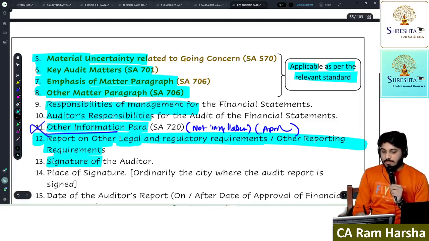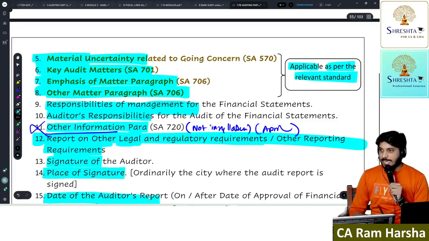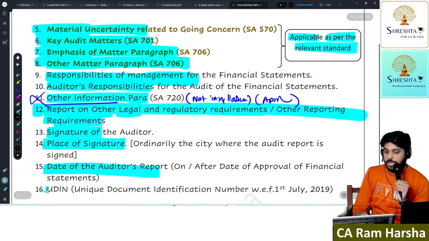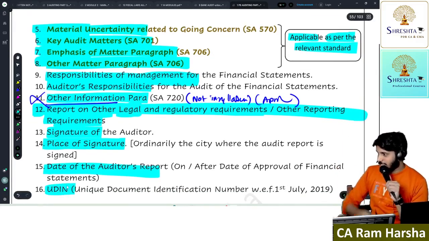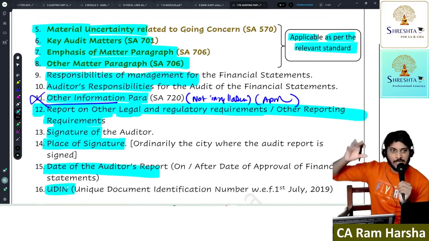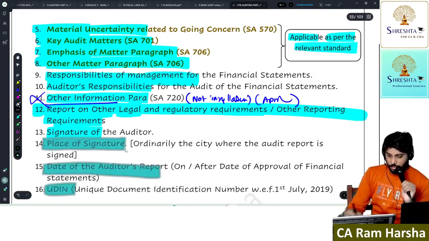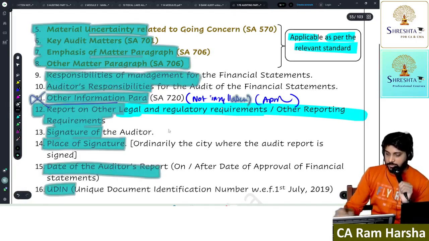Then finally the auditor will sign, where he signed, and the date. So all these are the contents of the audit report. Then after that, the UDIN number, we'll discuss that. So this is the content of the audit report. Now each and every segment we need to understand. Able to understand, all of you? Until now, got a brief idea?